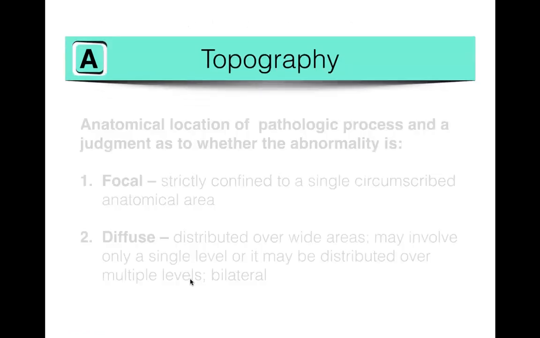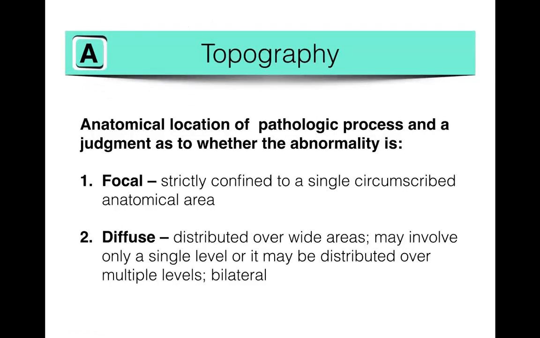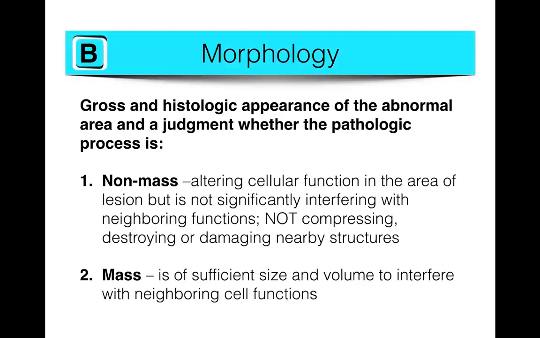In terms of topography, this is characterizing whether the lesion is said to be focal when it is strictly confined or circumscribed to a well-defined anatomical area. Now, a lesion is said to be diffuse when it is distributed over a wide range of area. It can involve either a single level or multiple levels, and sometimes it can even be bilateral.